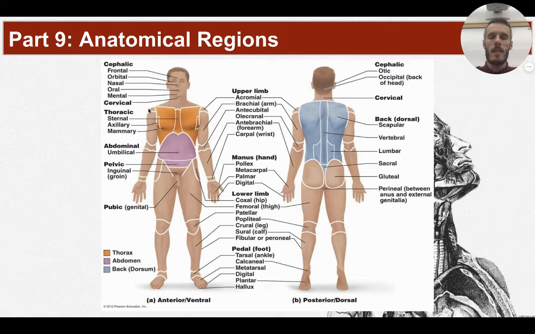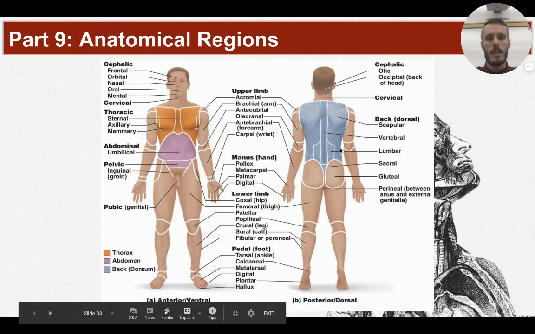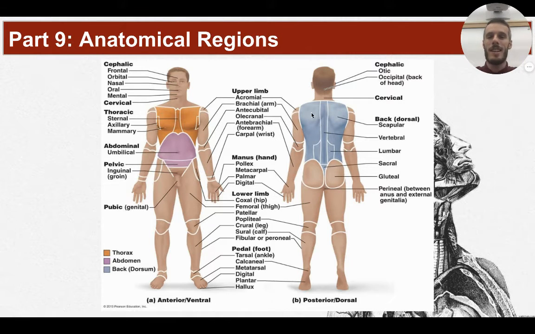Cervical is the neck. Thoracic is going to be the chest. Abdominal is going to be the abdominal region here. Pelvic is slightly below that in the region of the pelvis. Pubic, for the external genitals. The upper limb is going to be the arm. Manus is the hand. Lower limb is the leg. Pedal is the foot. And then the only other one we have here is the back. That one's easy. That is the back.